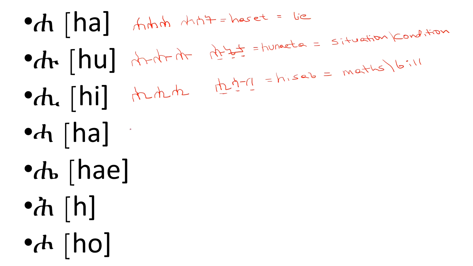The next alphabet is pronounced like ha and is written like this. An example here can be Habesha, Habesha. And it is a name of a group of people.